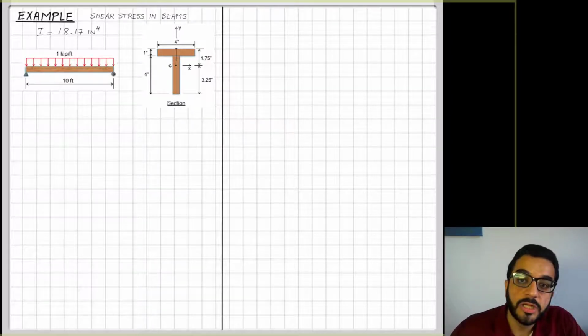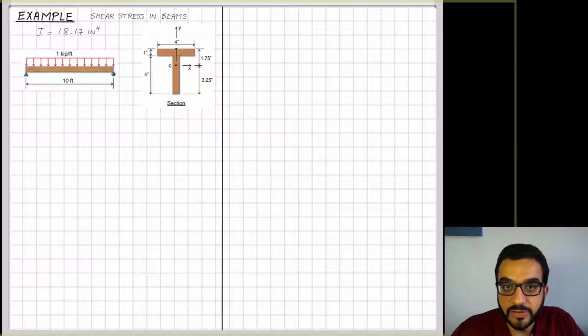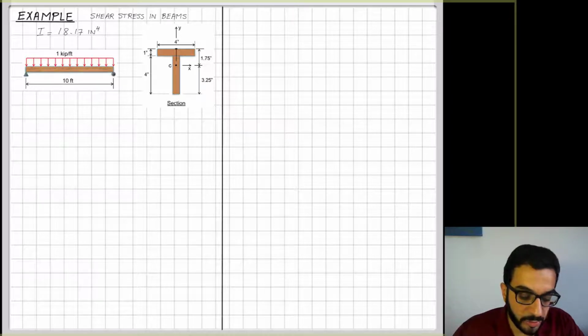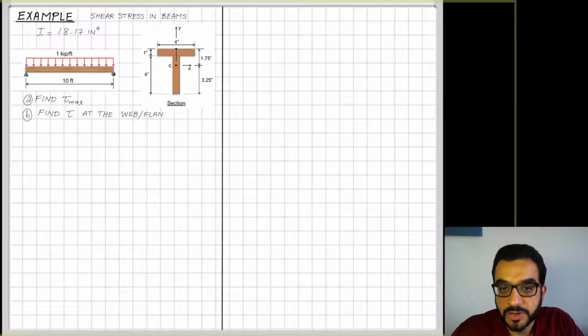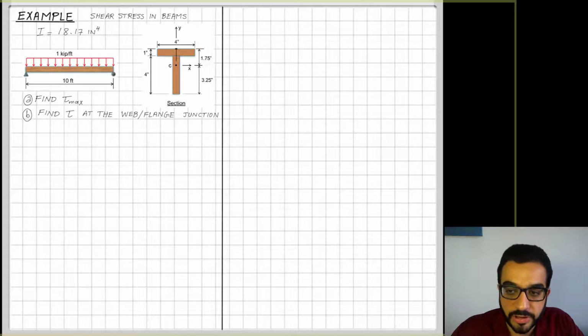of the section. And also we're given the moment of inertia. So if we're not given these, then use your statics information and knowledge to calculate the centroid and moment of inertia, because we will need these to calculate and find the maximum shear stress in the section, and also the shear stress at the web and flange junction, or the point where the web and flange meet.